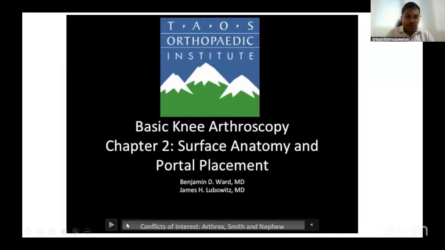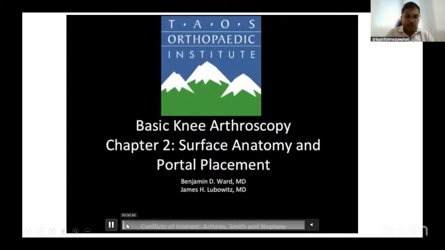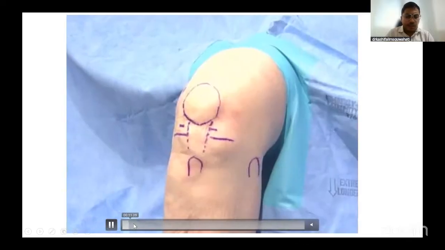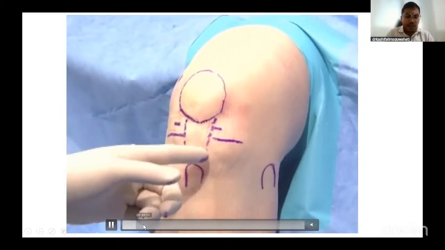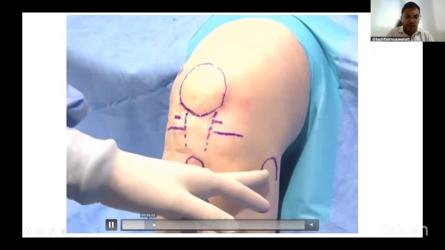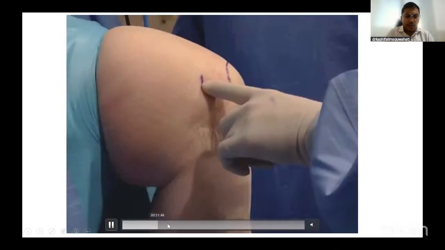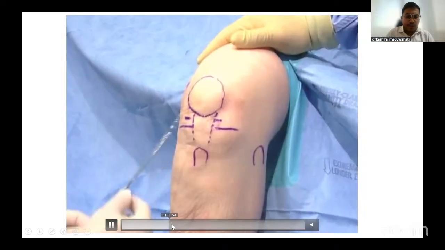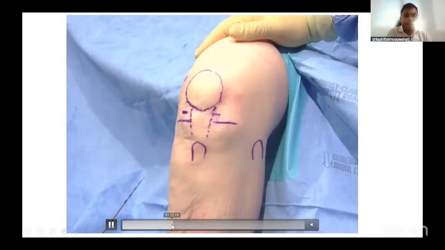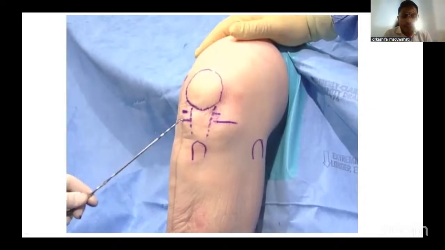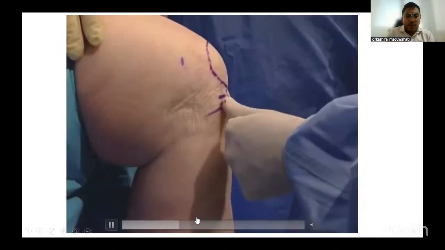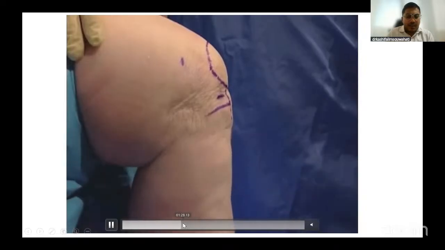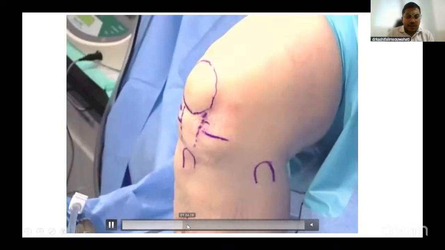So this is one of the videos from Arthrex that I could find, and it shows the classic markings which I had shown earlier, with the bony landmarks and the patellar tendon. So the first, obviously, is the anterolateral portal. If you note carefully here, the anterolateral portal is a little bit closer to the patellar tendon, while the anteromedial portal is slightly more medial, for easy access to ACL reconstruction or the posterior horn of the medial meniscus.